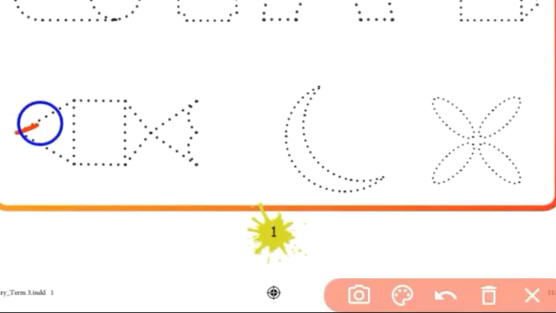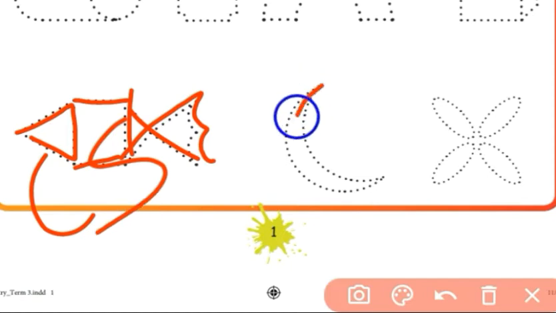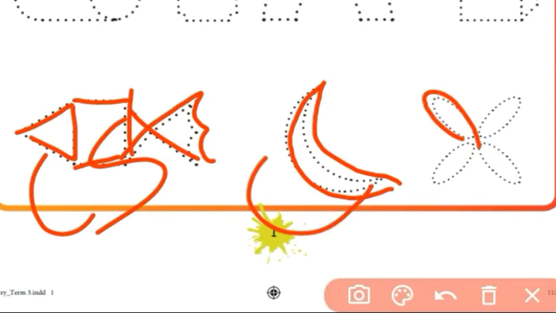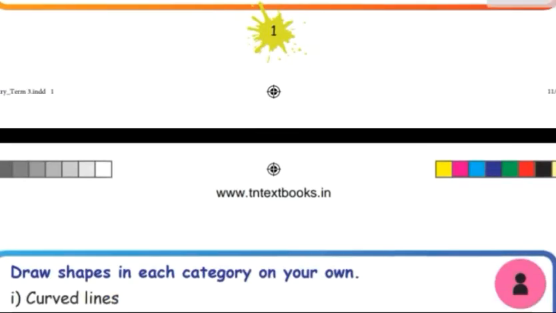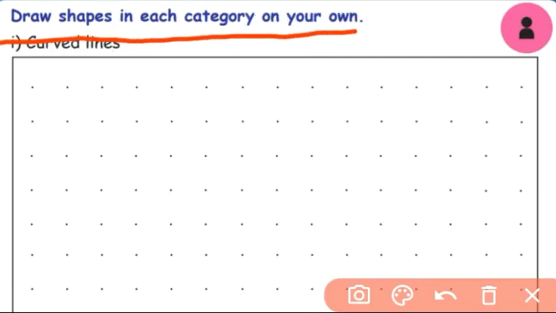Next see straight lines and curved lines. So you have to write here CS. See this shape has only curved lines. So you have to write here C. See curved line shape. So you have to write here C. Next, draw shapes in each category on your own.